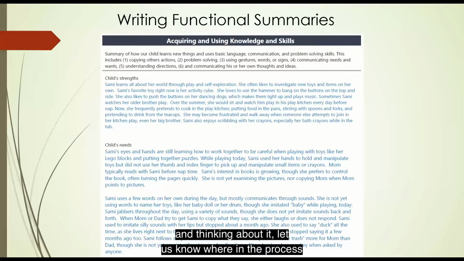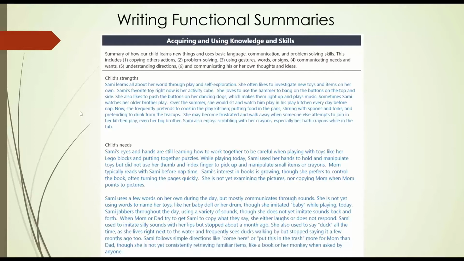Just a reminder, while you're reading through these and thinking about it, let us know where in the process you'd be getting this information that you see here in the narrative. Does the information match up with the cheat sheet? Does it match up with where you would place information? Would you put it in the summary? Is there anything that you think needs to be added or is missing? Any thoughts on this summary and where in the process you collect all this information?